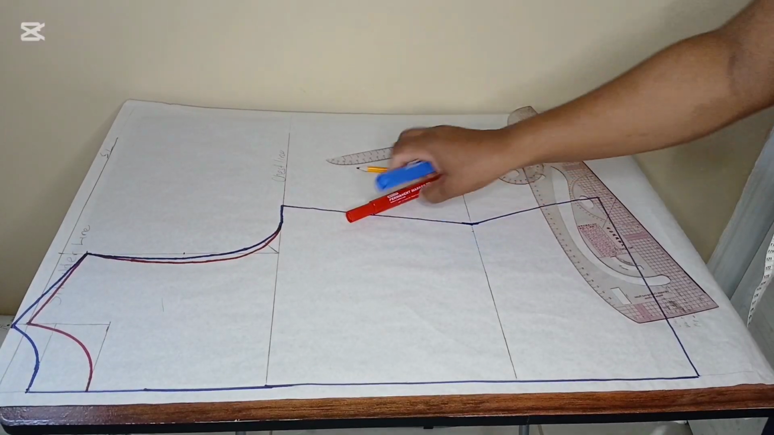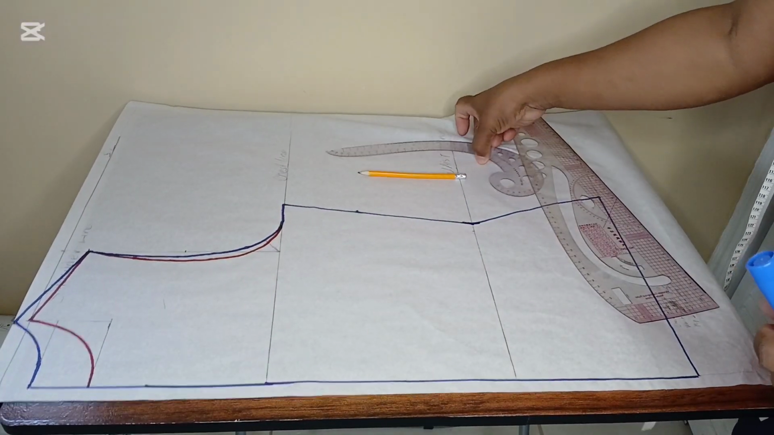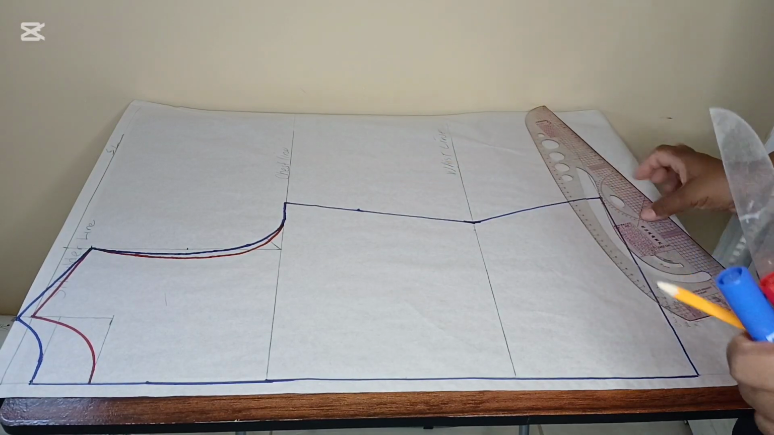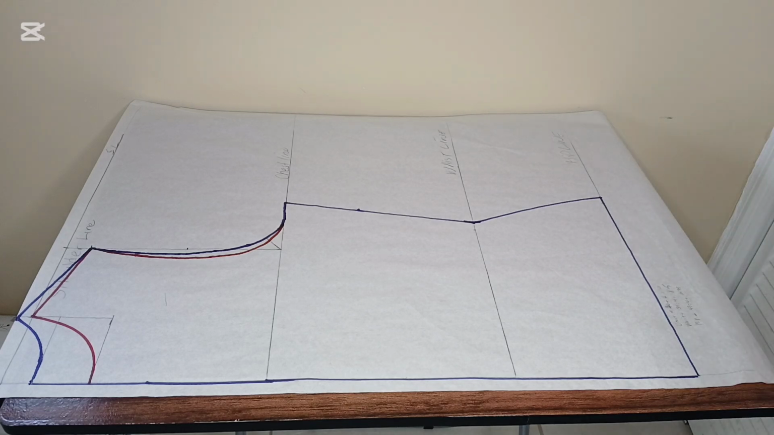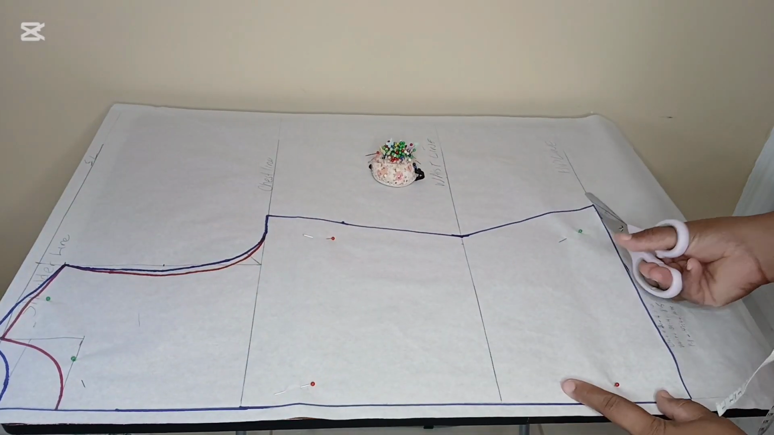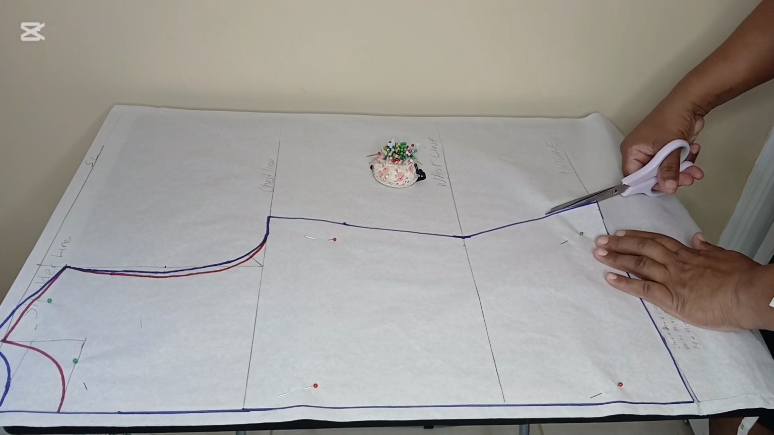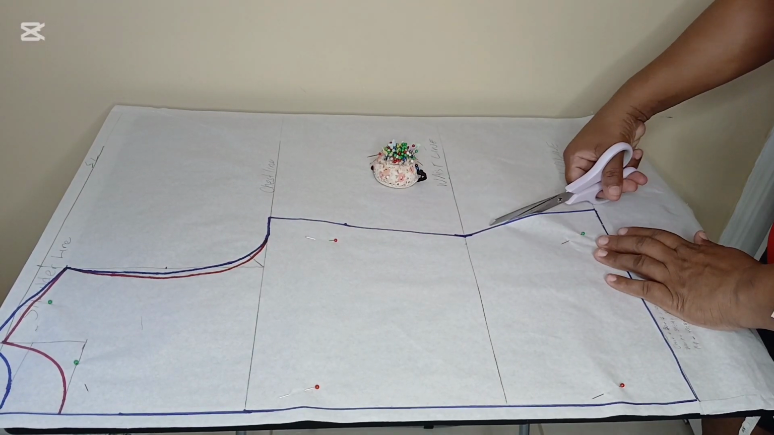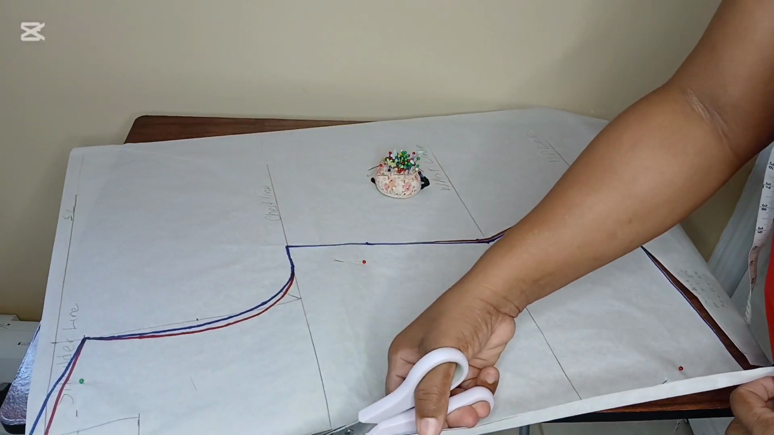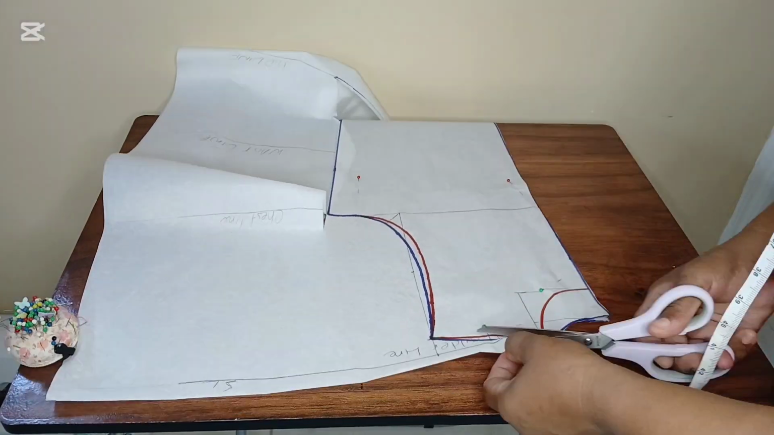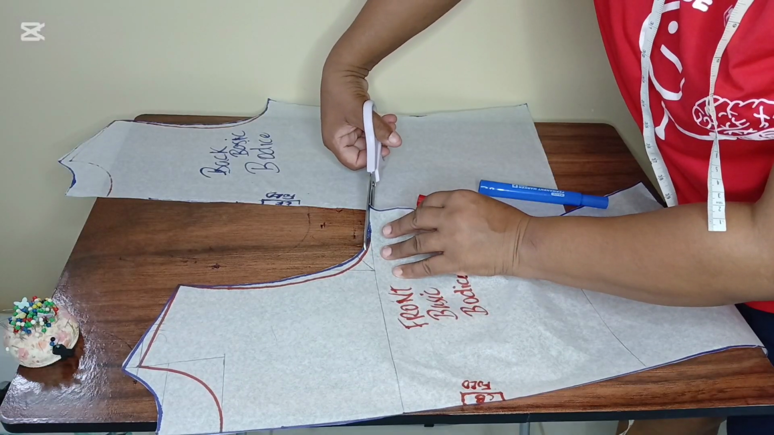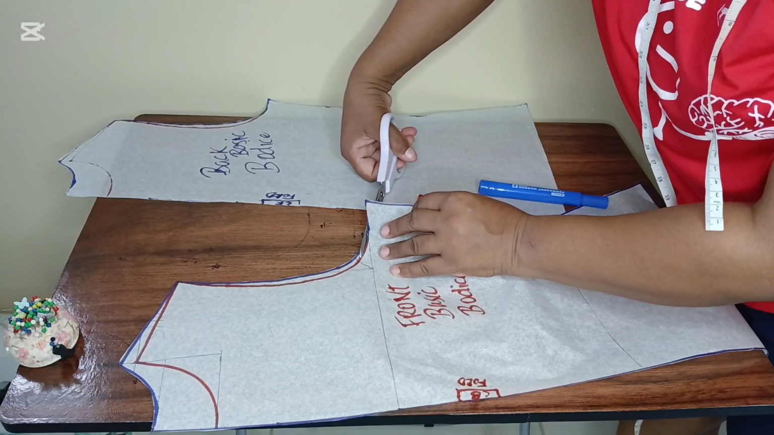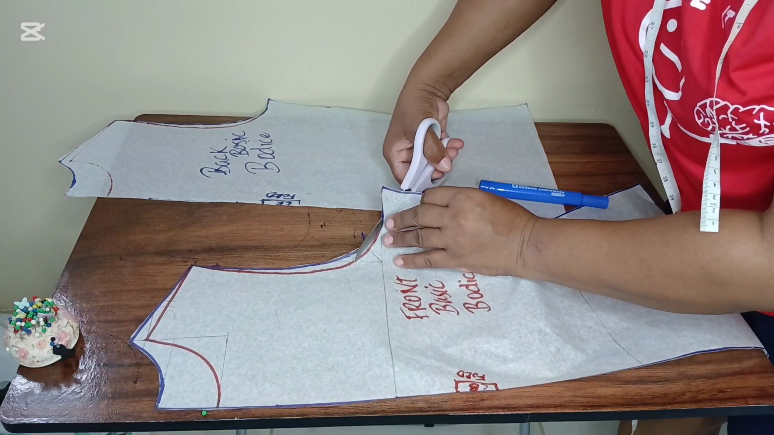Once you know that your measurements are correct, you can now cut out your basic bodice pattern. So let's do that now. You are going to cut out your back first. And this is a basic bodice pattern without dots. So now we're going to cut out the front, because the back is a little different from the front.